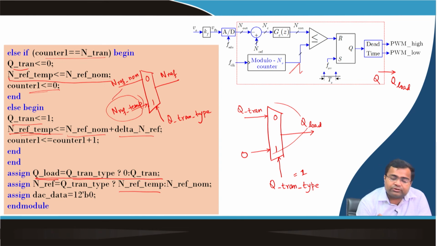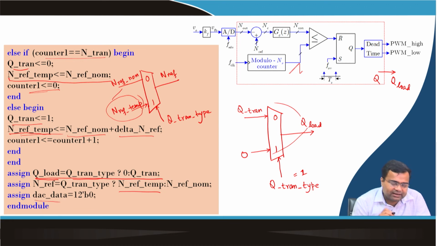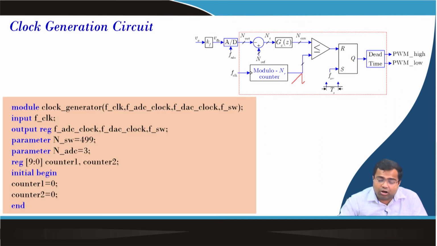So, if Q tran type is set to 1, the load transient will be 0, there is no load transient, but there will be a reference transient. This arrangement makes sure that the switch is placed to see either load transient or reference transient. It is a user defined thing, so you can change it. Then assign the DAC type, we are just sending 0 data, since we are not using any DAC. So, clock generator circuit.